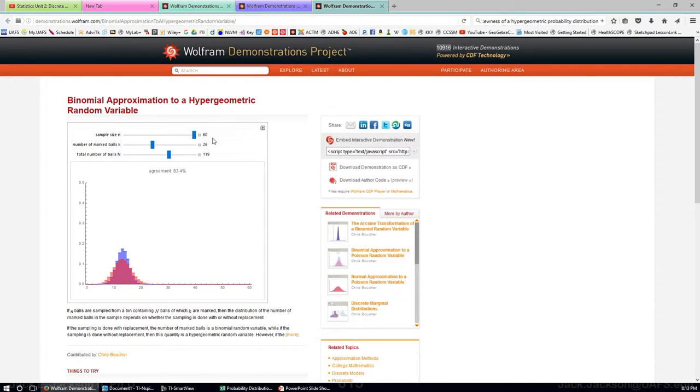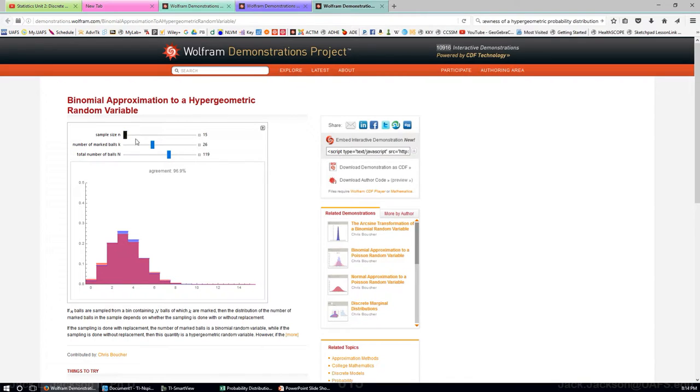As we get bigger here, if we fix N and increase the sample size where it becomes a larger percentage of the total, we're up to almost, like I said, over half here. Notice that we're quite a bit different here. So if you end up sampling a large proportion of your population, then there's going to be quite a bit of difference between a binomial and a hypergeometric. Here, only 83.4% agreement.